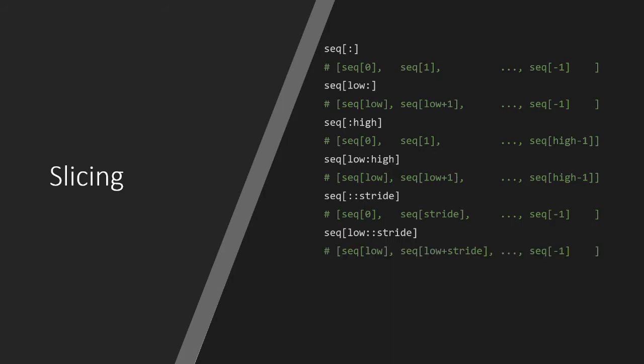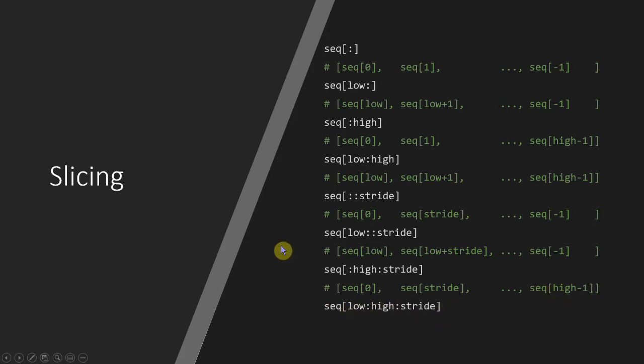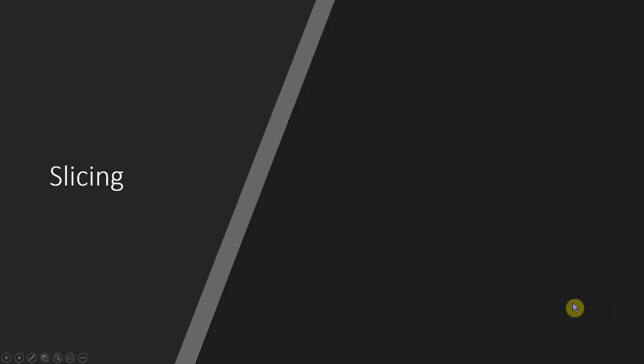You can go from a low to a stride, or to a high using a stride. And you can have all three, where you go low, high, stride. And this is the most important thing to remember, other than the fact that defaults are 1 for the stride, 0 for the beginning, and -1 for the end.